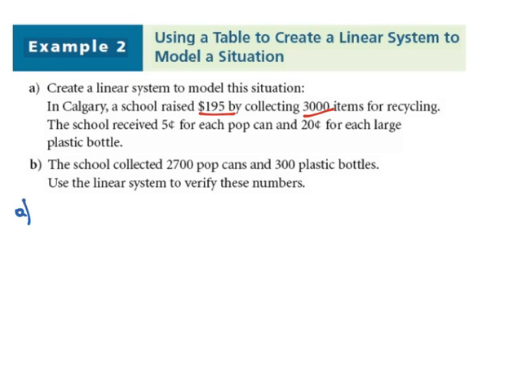So remember, a linear system, or a system of linear equations, has 2 formulas. And in this case, we have 2 things to consider. We have the pop cans and we have large bottles. And we know when we add them up, we'll get 3,000. So let's call P pop cans. When we add them to plastic bottles, which we'll call B, we'll get 3,000.